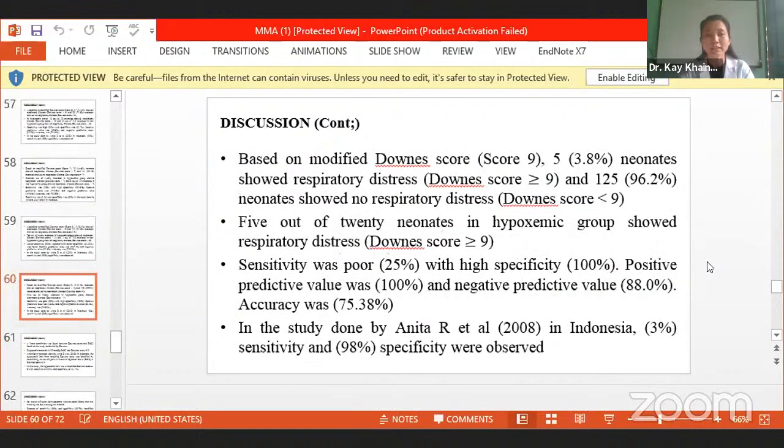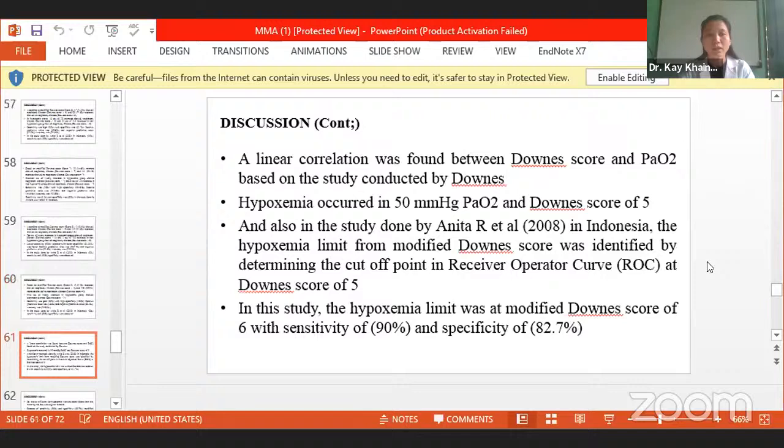Based on score 9, sensitivity was poor 25% with high specificity 100%. Positive predictive value was 100% and negative predictive value 88.0%. Accuracy was 75.38%. In the original study, 3% sensitivity and 98% specificity were observed.